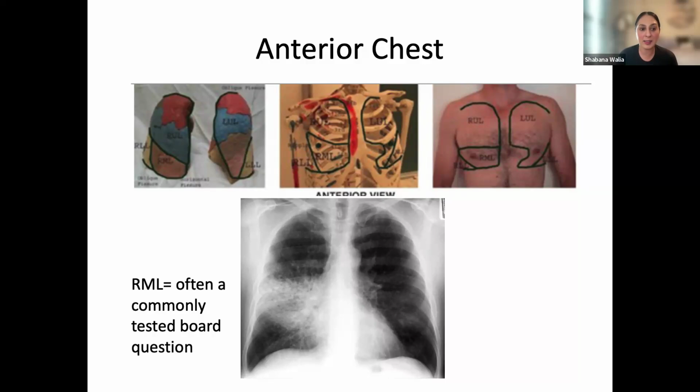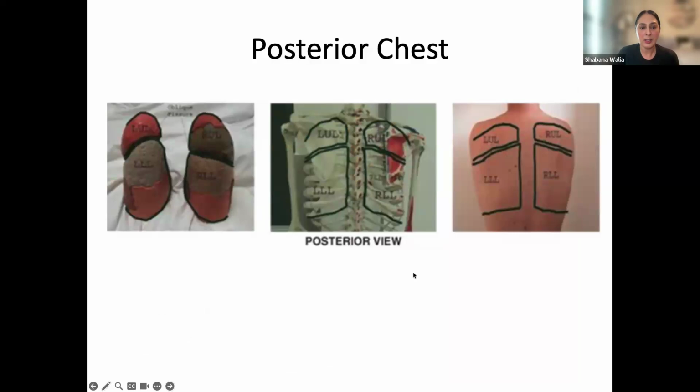Okay. And this is a commonly tested board question we see in terms of OSCEs, the USMLE, because you're seeing that obscured pattern of the right heart border. Okay. And a lot of times people would think this is either the right upper lobe or even lower lobe, but this is right middle lobe, just based on your anatomy. Looking at the posterior chest, again, you see the left upper lobe and right lower lobe are mainly occupying the posterior chest, right?